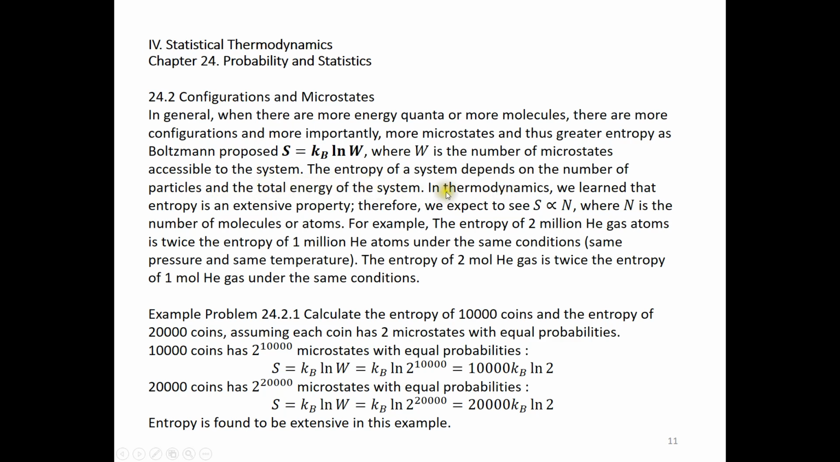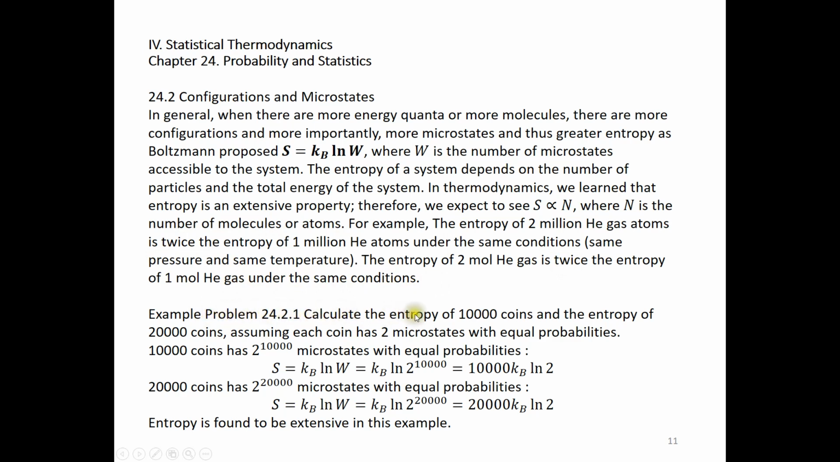In thermodynamics, we have learned that the entropy is an extensive property. So we do expect to see the entropy of a system is proportional to the number of particles in the system. For example, the entropy of 2 million helium gas atoms is twice the entropy of 1 million helium gas atoms under the same condition, assuming the same pressure, same temperature. The entropy of 2 mole helium gas is twice the entropy of 1 mole helium gas, again under the same conditions. Now here's a numerical example problem 24.2.1.